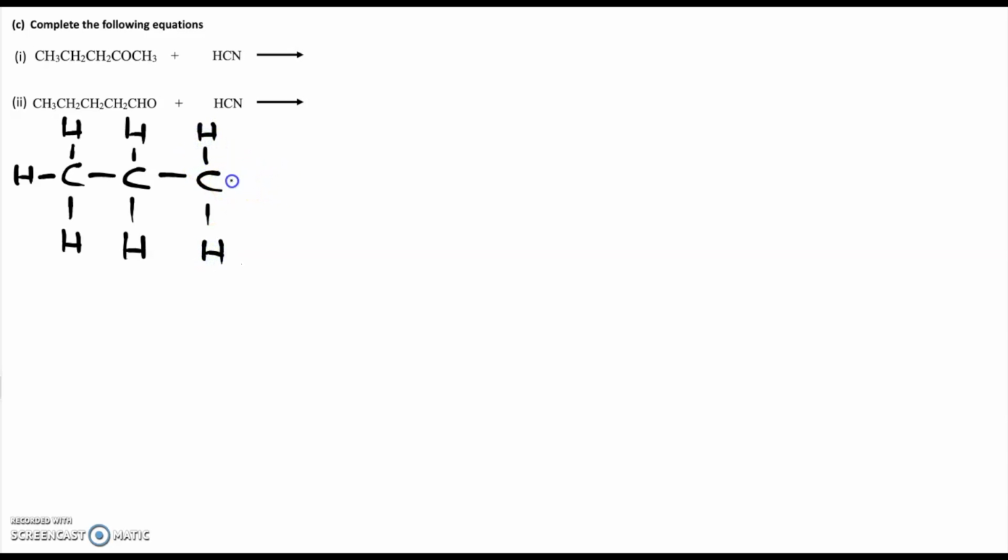So for our first question, we have a 5-carbon ketone. Now this ketone is called pentan-2-one. So we have a CH3 attached to a CH2, attached to a CH2, attached to a C double bond O, bonded to a CH3. So this is pentan-2-one, and I'm going to draw it out in full so you can see what happens when we add hydrogen cyanide to it.